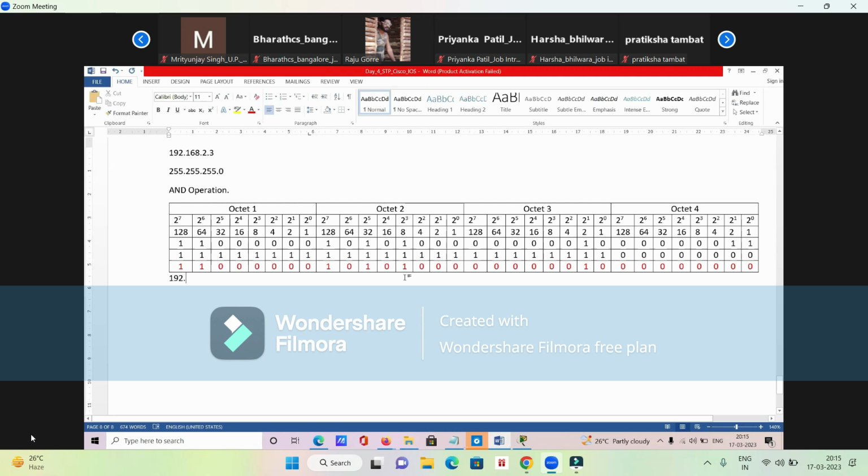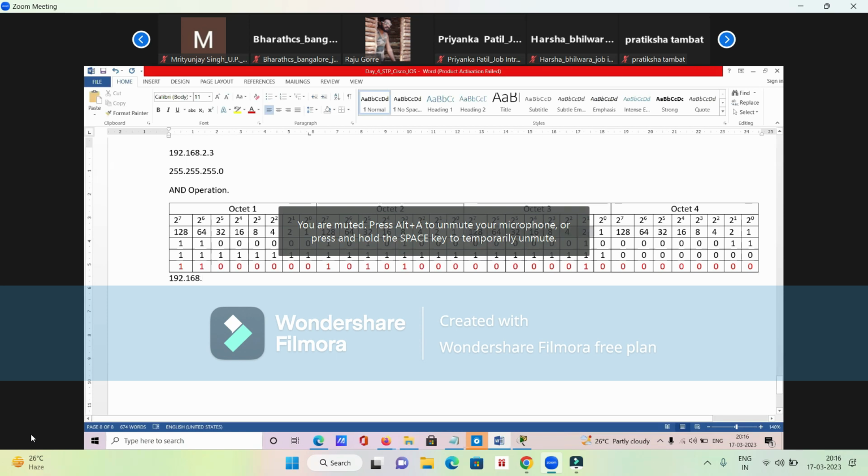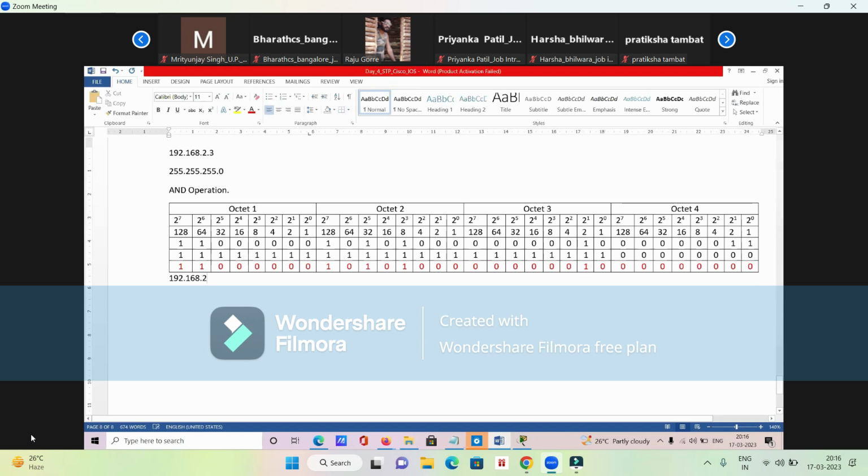What about the second octet? 128 plus 32 plus 8: 128 plus 32 is 160, and 160 plus 8 is 168. And the third octet is 2. Look here, all the values are 0. The subnet mask of this octet is 0, and anything multiplied with 0 is 0, so don't perform the AND operation. Assign 0, and straight away the answer is 0.